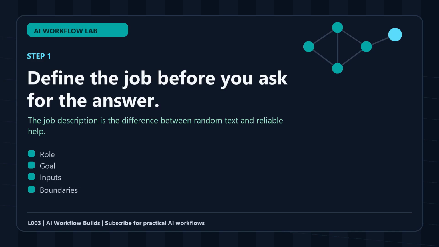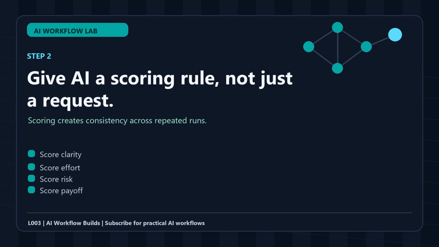Step 2 is the scoring rule. A request asks for output. A scoring rule tells AI how to choose between possible outputs. That is where the workflow becomes repeatable. For how to turn any YouTube video into an action plan with AI, I want the assistant to score each option across clarity, effort, risk, and payoff.